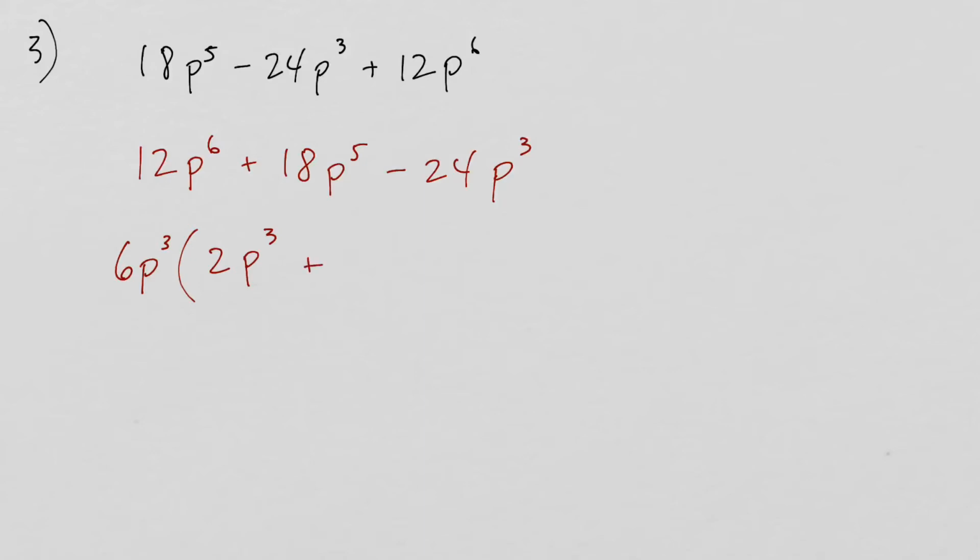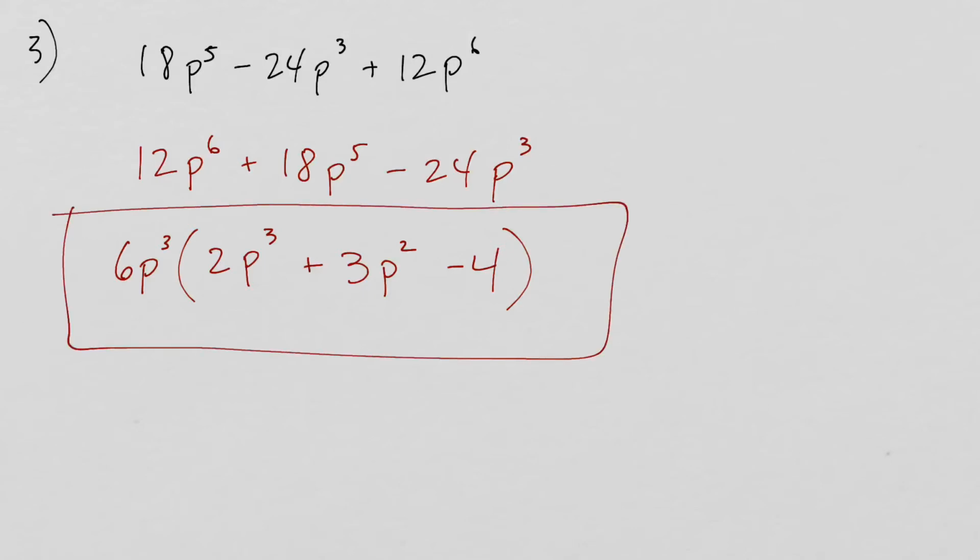plus 3p squared minus 4. I was thinking that we may be able to factor after this, but because we go from a cube to a square down and no p down to 4, this is going to be our final answer. We're not going to be able to factor that last thing.